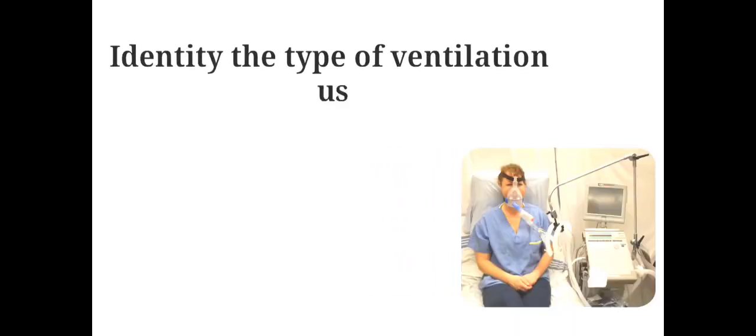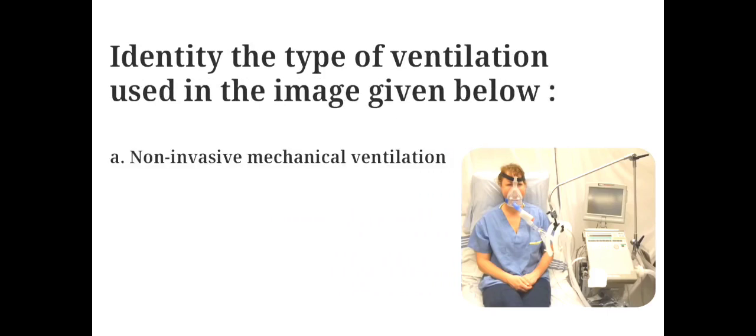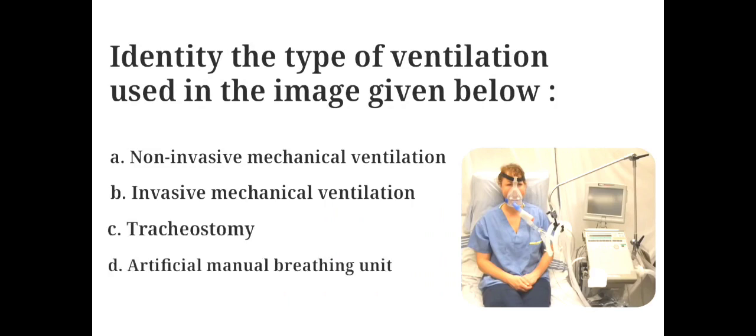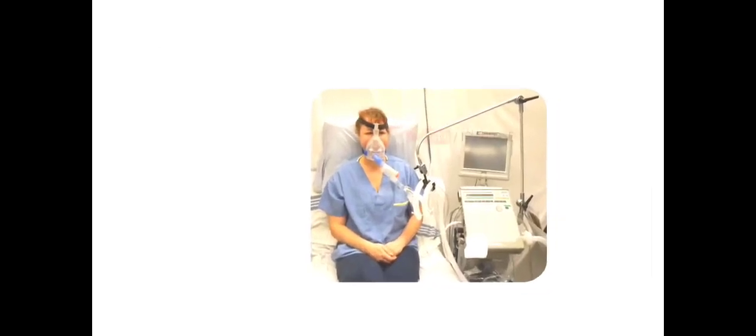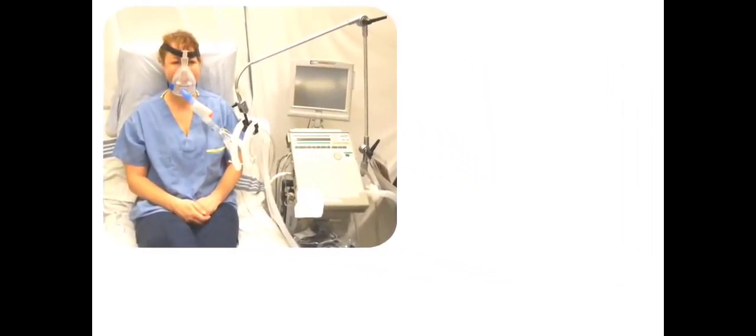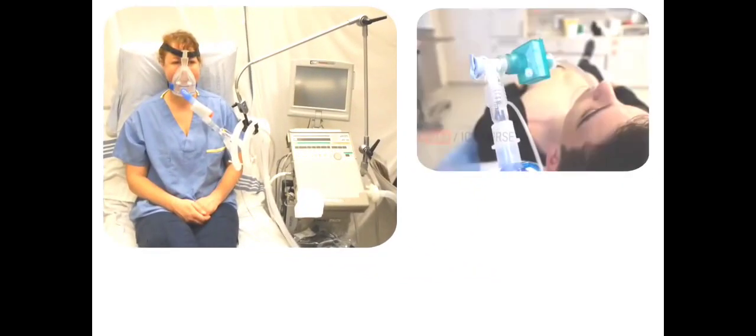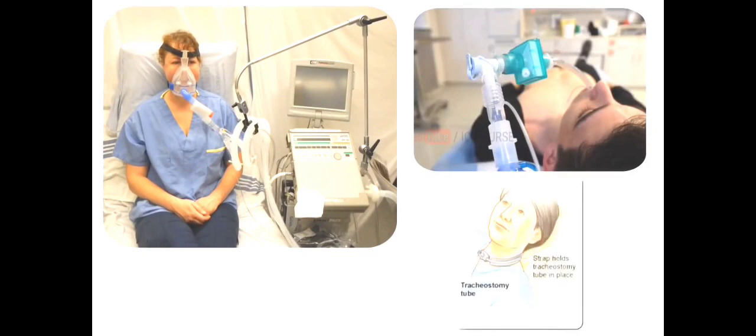Identify the type of ventilation used in the image given below. A. Non-invasive mechanical ventilation. B. Invasive mechanical ventilation. C. Tracheostomy. D. Artificial manual breathing unit. And the answer is A. Non-invasive mechanical ventilation. Non-invasive mechanical ventilation is the technique of delivering mechanical ventilation without endotracheal intubation or tracheostomy, and thus avoiding the complications which can be caused due to endotracheal intubation or tracheostomy.